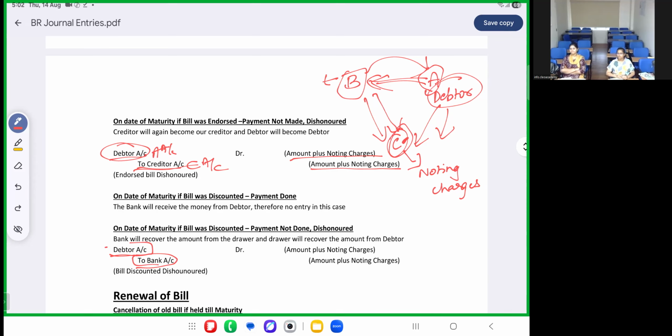Noting charges is nothing but the notary public, the lawyer. If it is dishonored, we have to go to a notary public for noting the bill. Then only we can legally claim that amount. So we have to pay some noting charges for that, which we will recover from our debtor. So the bank will pay the noting charges and recover from us, and we will recover from the debtor.